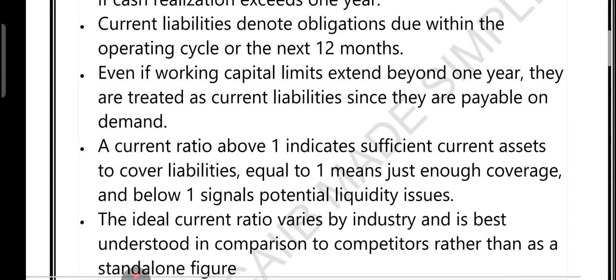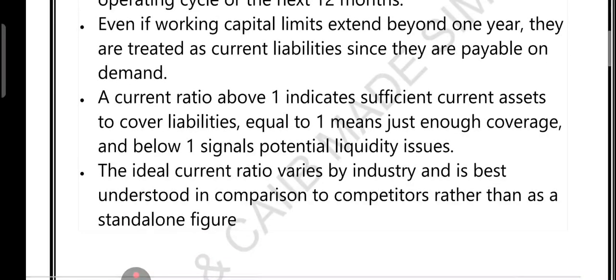Now the question is how to read the current ratio. The current ratio can be above 1, exactly 1, or less than 1. If it is above 1, it is good, meaning the company can meet its short-term debt. If it is exactly 1, it means just enough assets to cover the liability. And if it is below 1, it means risky. You may struggle with short-term payments. But remember, there is no fixed ideal ratio. It varies by industry, so it is best to compare with peers.